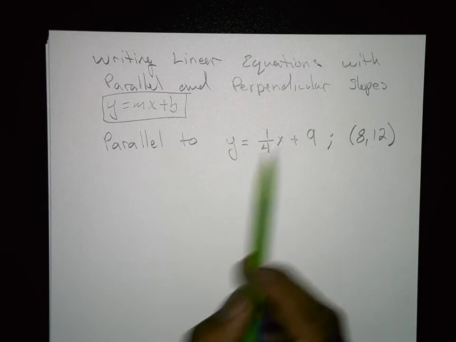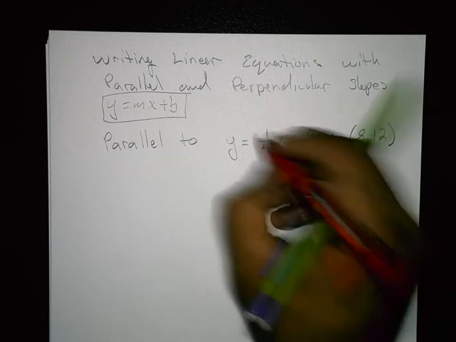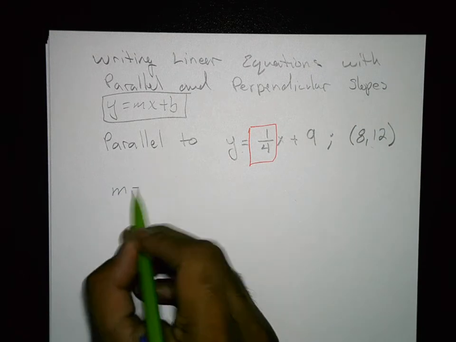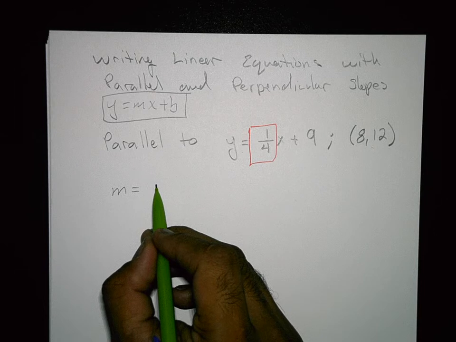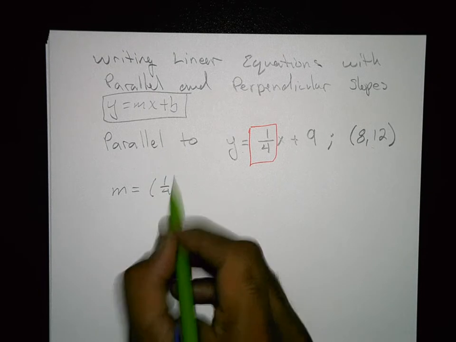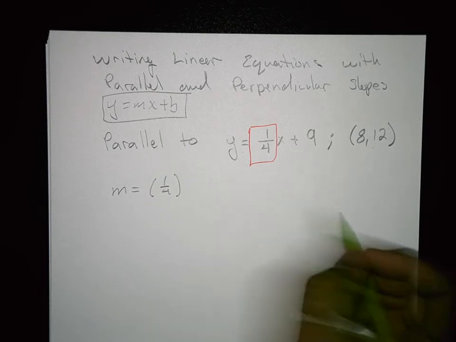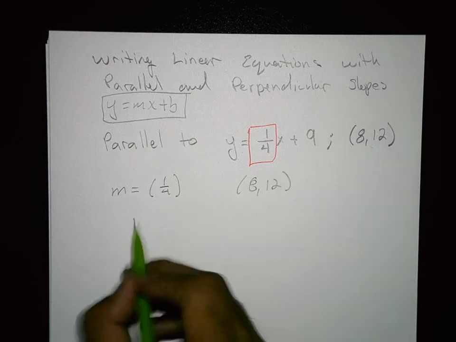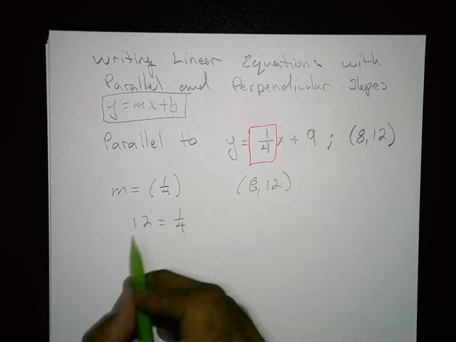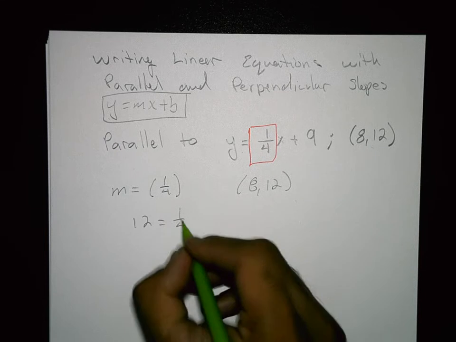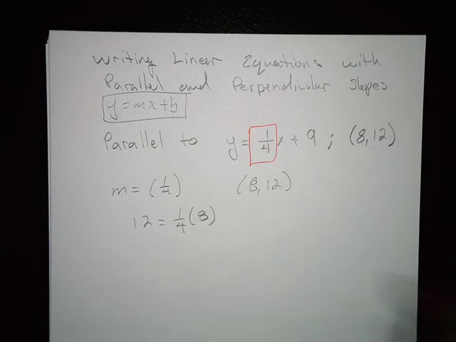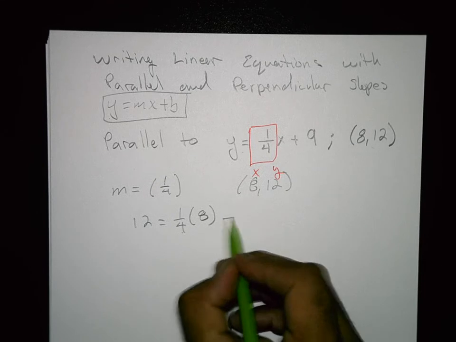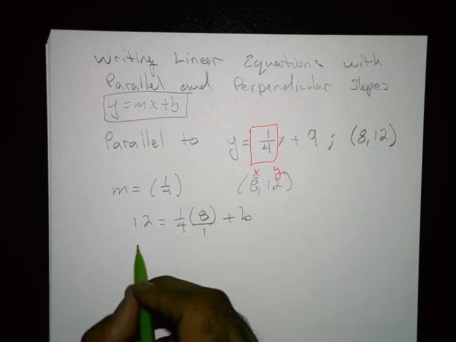So what we need to understand is if two lines are parallel, they have the same slope. So what I'm going to do is I'm going to write a linear equation that has a slope 1/4 and goes through the point (8, 12). So then I'll say 12 equals 1/4. This is my y, that's my m. My x value is an 8. Right? There's my x and there's my y. Plus b.